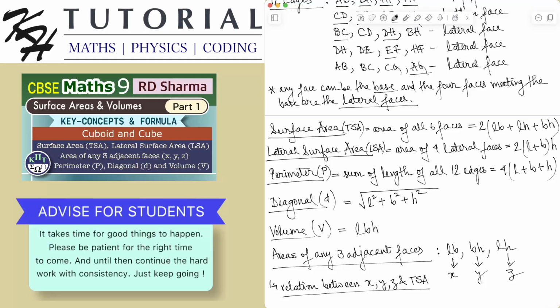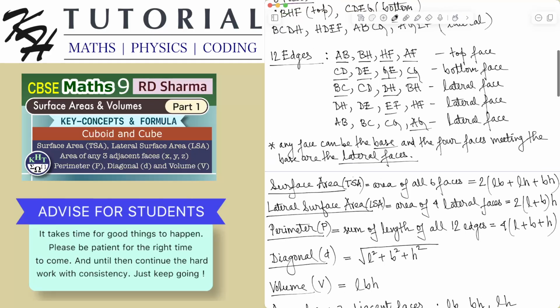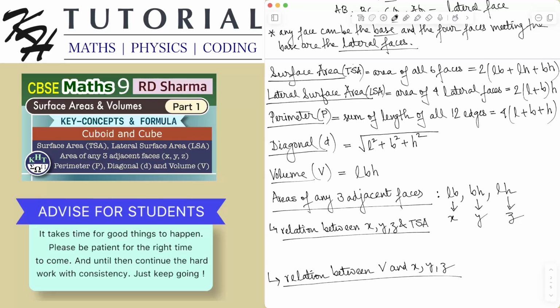And the volume of the cuboid, that is the total space occupied by this cuboid, is LBH, the product of the length, breadth and height. Now these are the first 5 formulas, and you must know them very well. You must not forget them, because these are the very fundamental formulas related to surface area, perimeter, diagonal and volume of a cuboid. Okay.